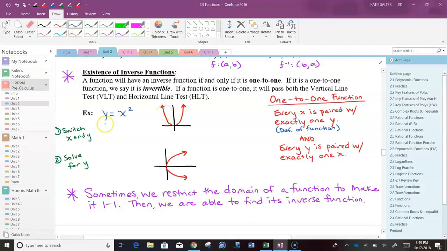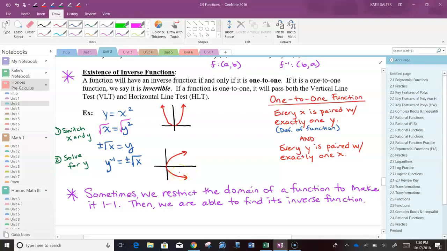If we were to find its inverse, we would switch x and y, so we get x equals y squared, and then solve for y. So we would take the square root of each side, which would ultimately give us plus or minus the square root of x is equal to y. So therefore, we are saying that the inverse of this function is plus or minus the square root of x. What happens is that it graphs the positive square root of x and the negative square root of x. So we can clearly see that the inverse of y equals x squared is not a function. It is an inverse relation, but not a function.